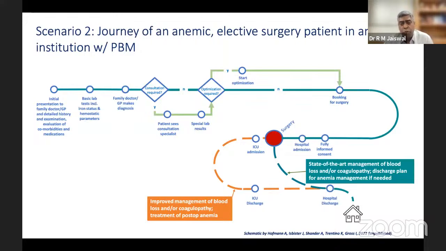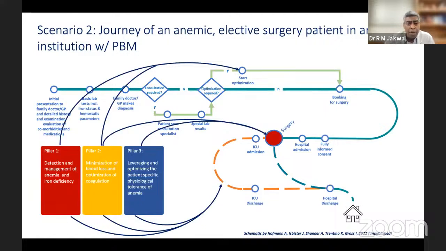Now it has changed to optimization of the patient's own blood by pharmacological agents, and after that the patient is booked for surgery. It gives a drastic reduction in ICU stay, and it improves management of blood loss and coagulopathy and treatment of post-op anemia. Then I am comparing with pillar one. Pillar one is optimization, and pillar two especially deals with the minimization of blood loss and optimization of coagulation.